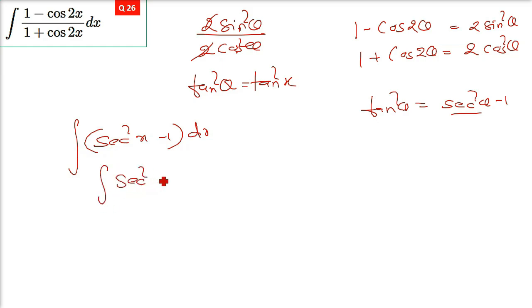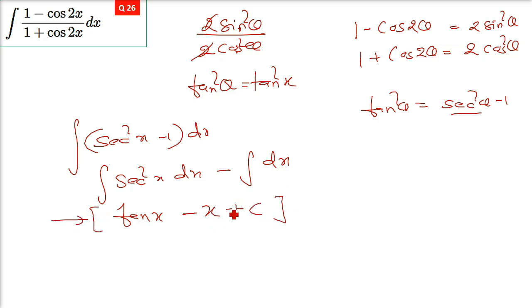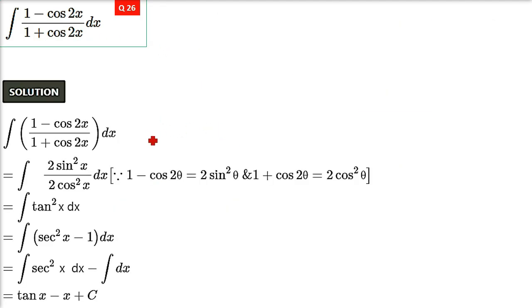Integration of sec square x dx minus integration of dx. Sec square x has a direct, final result, which is tan x, and integration of dx is x only. So tan x minus x plus c. So this is the result we were talking about, and all these have come from the trigonometric identities or relationships. So whatever we have discussed, it is in front of you.